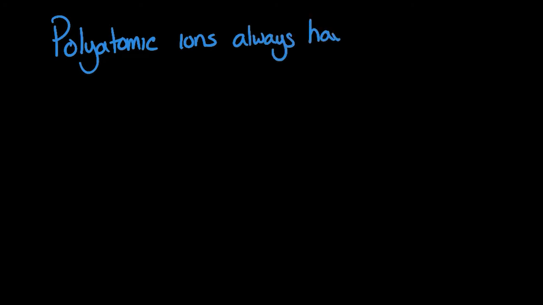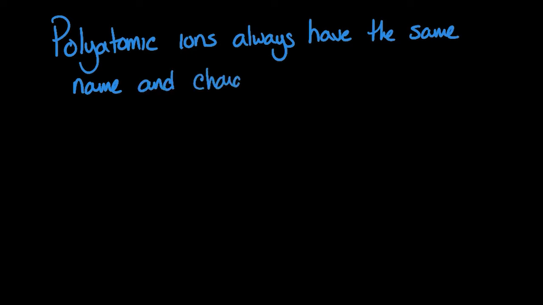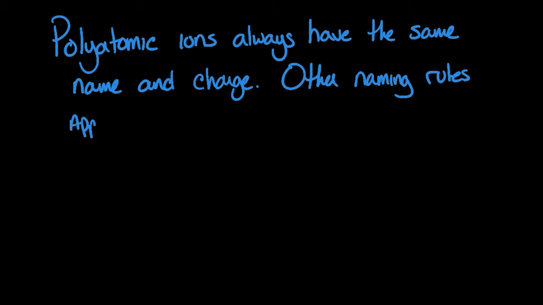The main thing to remember about polyatomic ions is that they're always the same. And what I mean by that is, anytime we see an NO3 in an ionic compound, we know that that is a nitrate, and then that nitrate has a -1 charge. So these polyatomic ions always have the same name and the same charge. And the other rules for naming ionic compounds that we covered in the first and the second video in this series apply here as well.